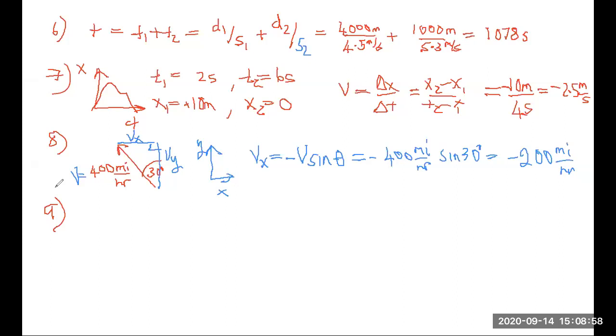Number 9. Okay, so the ball is thrown vertically downwards at 9 meters per second from a 12-meter high rooftop. Calculate the ball's speed the moment it hits the ground. So here's a picture of number 9. This is the ball heading downwards. And we're told a few things here. We're told the initial speed of the ball, 9 meters per second.